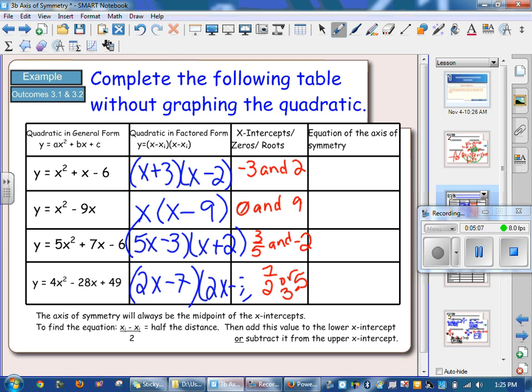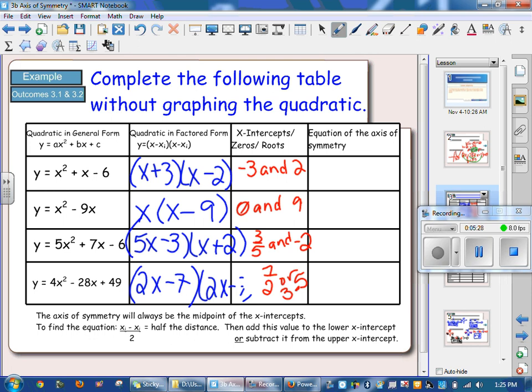Now what we're going to do, it says find the equation of the axis of symmetry. Well, if we take a look at the bottom, it says the axis of symmetry is always the midpoint. Midpoint means the middle of our x-intercepts. So it's right in between both of our x-intercepts. Always, always.